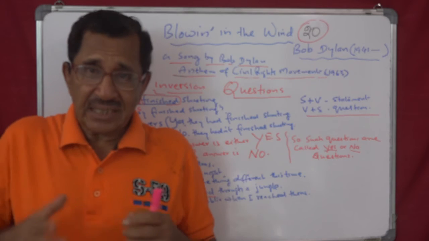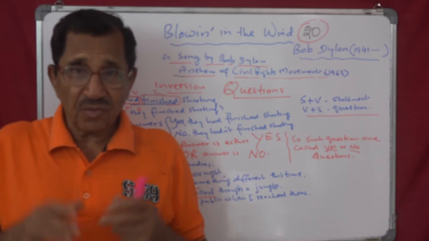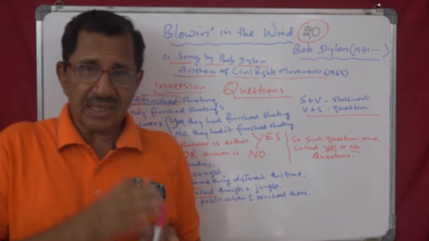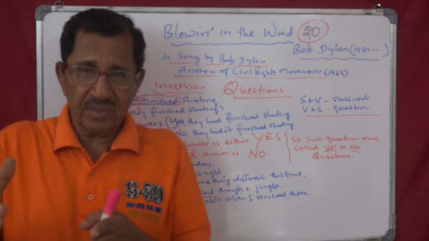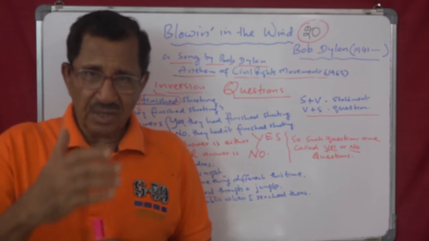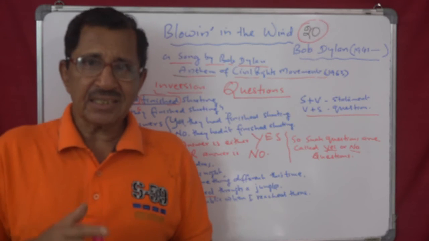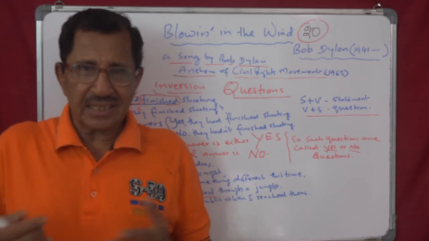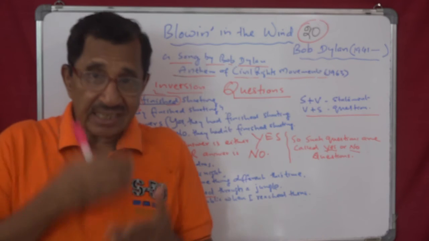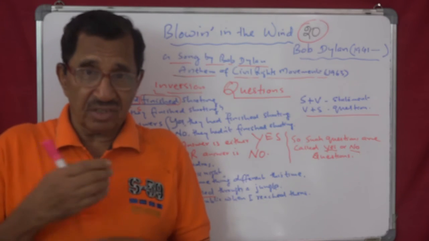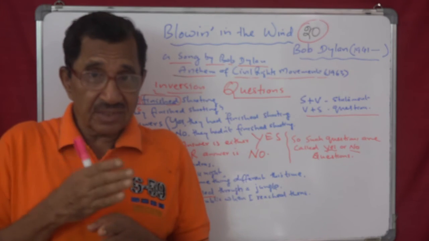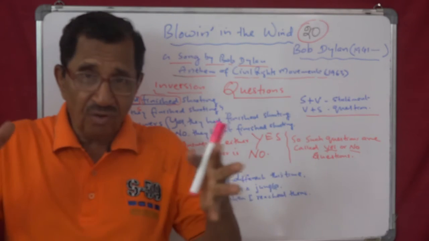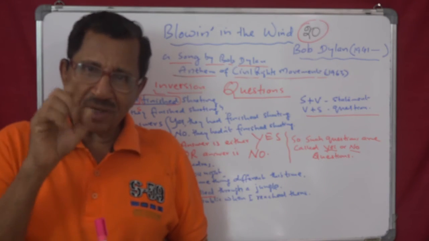What is the basic principle of question making in English? Subject plus verb is a statement. Verb plus subject is the question. What do you call this? The technical term for that is inversion. You invert the subject and the verb. Verb means not the whole verb, only one part of it.